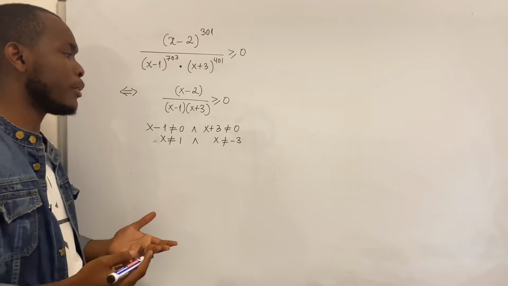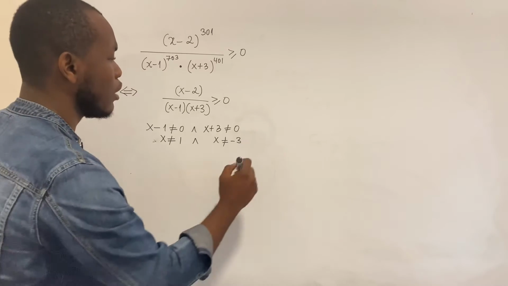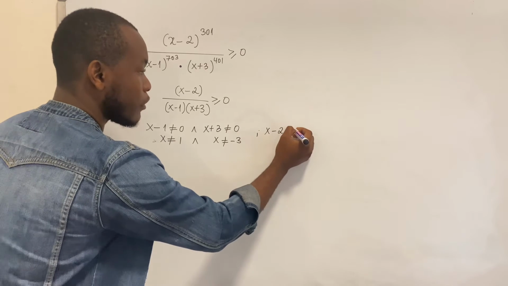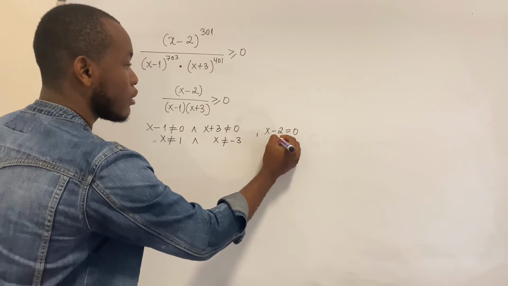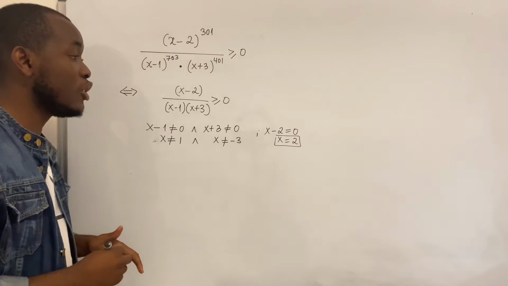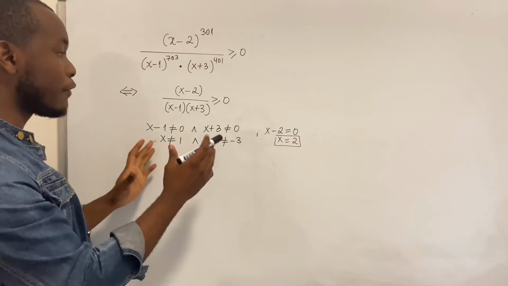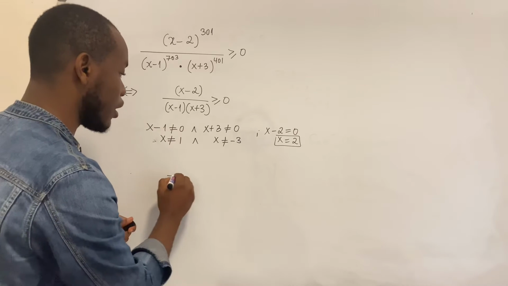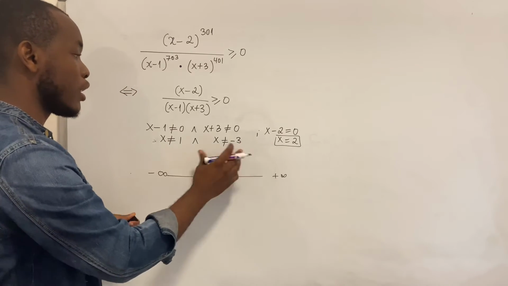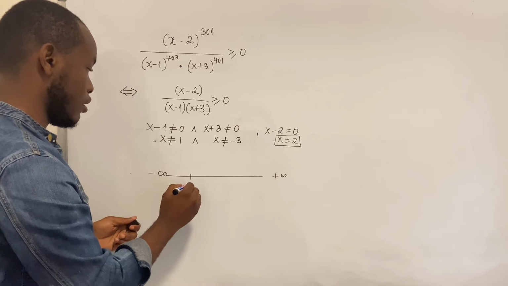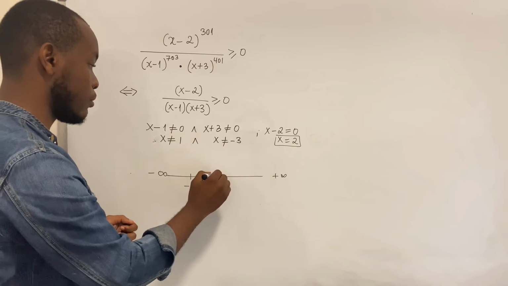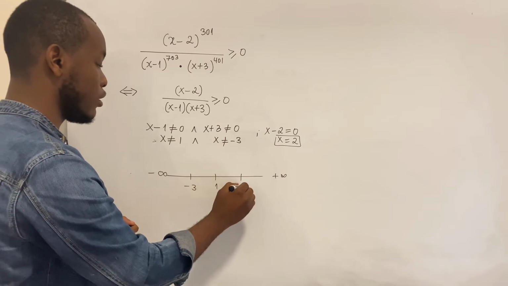But what about our numerator? Can it be 0? Yes, it can. Our numerator can be 0. We can find the roots of our numerator, which is x equal to 2. So our numerator can be 0, but our denominator can't be 0. So after analyzing like this, we can make our real line here to analyze the solution. We can organize in terms of greater and lower. So minus 3 is of course the lowest one, then 1 and 2.